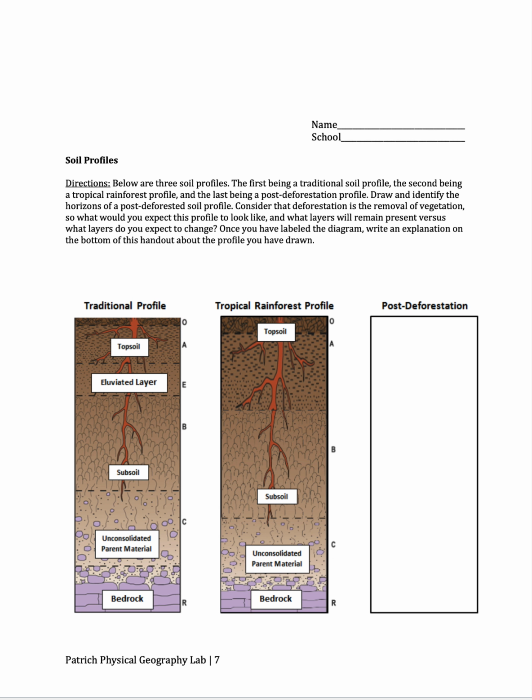The last part of this activity is kind of like a deep thought question. Below are 3 soil profiles, the first being identified as traditional. The second one is a tropical rainforest. And then I have one that's blank. This one's blank because I want you to draw what you would think in an environment that would be post-deforestation. Once you draw your horizons, explain why certain layers have been eliminated and certain layers have been added.